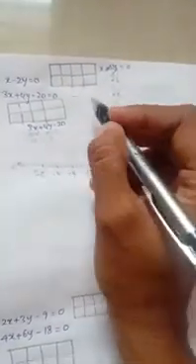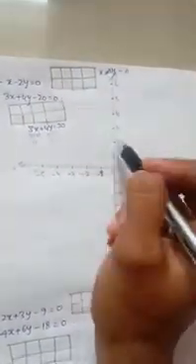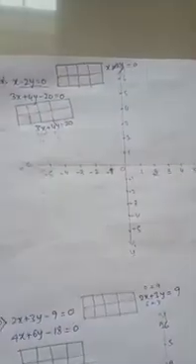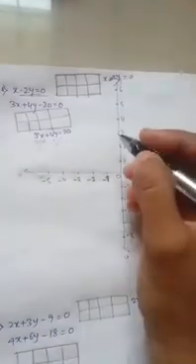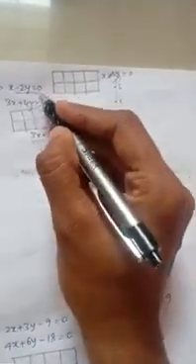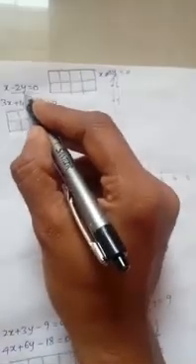Already you learned how to draw the graph for one linear equation, in 8th standard. Now we draw a graph for two linear equations. Two straight lines are formed. Therefore, we take the first one, x minus 2y is equal to 0.